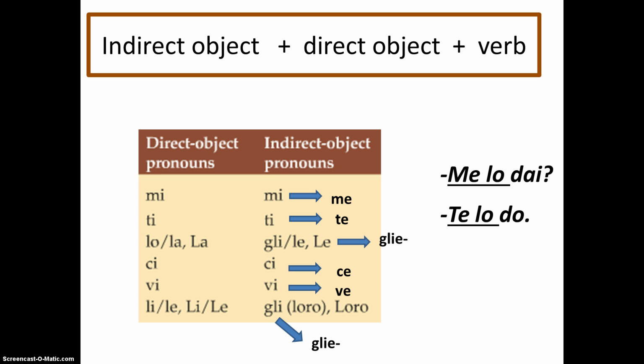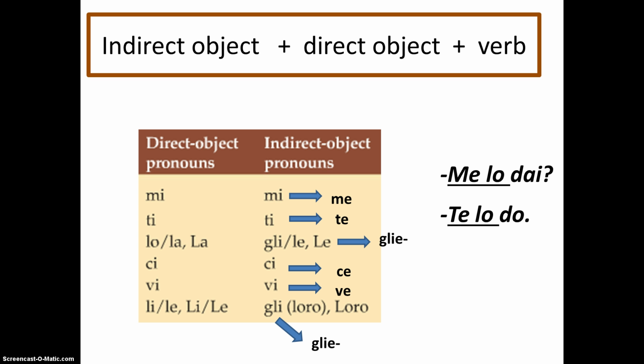To recap, the word order of double object pronouns in Italian is as follows: indirect object, then direct object, then verb. To review, here is a list of the direct and indirect object pronouns which we have learned in previous lessons. Direct object pronouns: mi, ti, lo, la, ci, vi, li, le. And the indirect object pronouns: mi, ti, gli, le, ci, vi, and gli or loro.